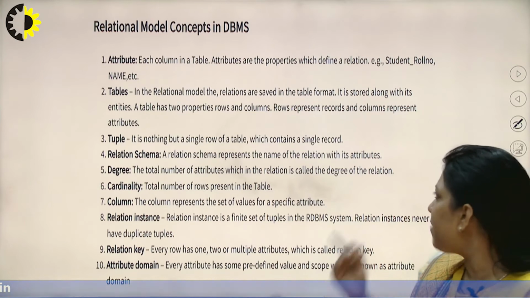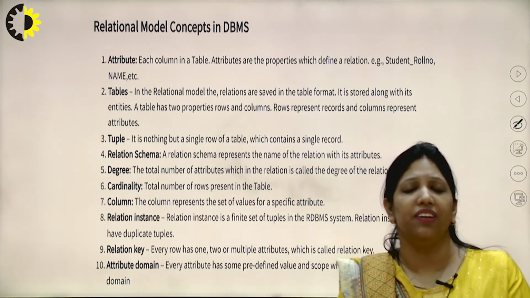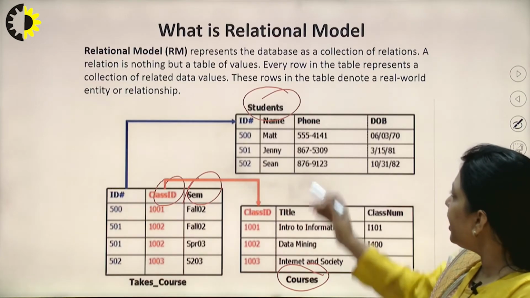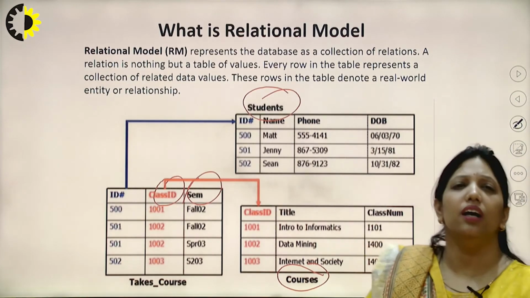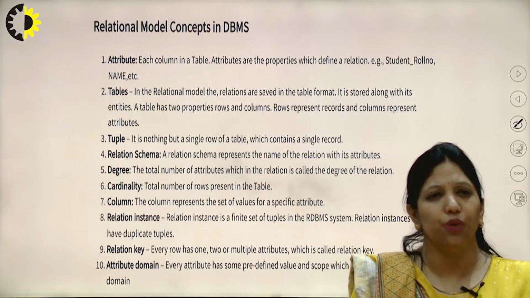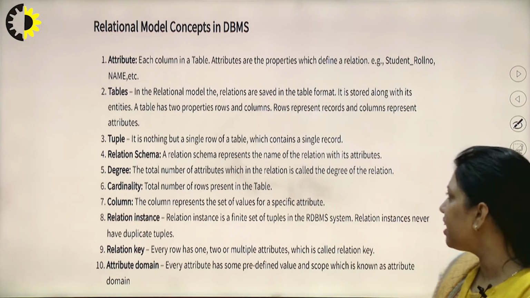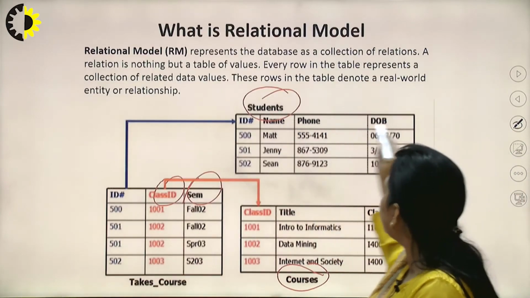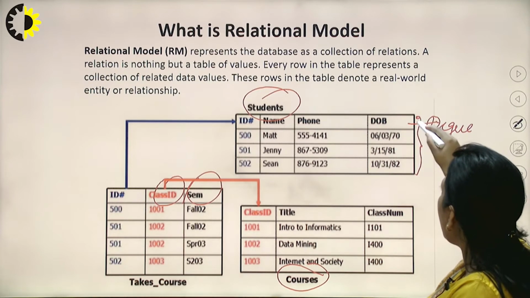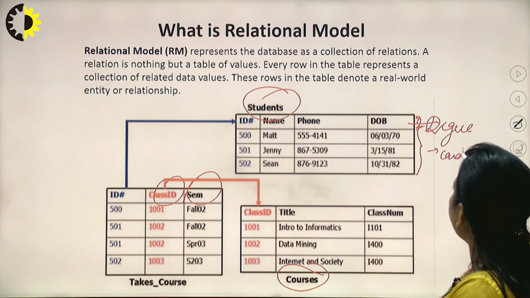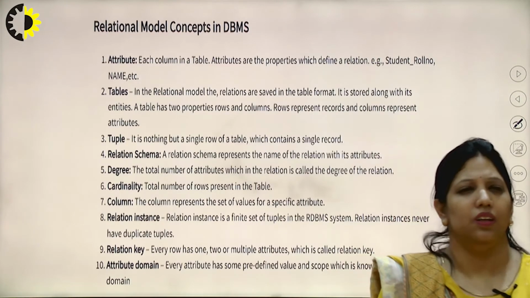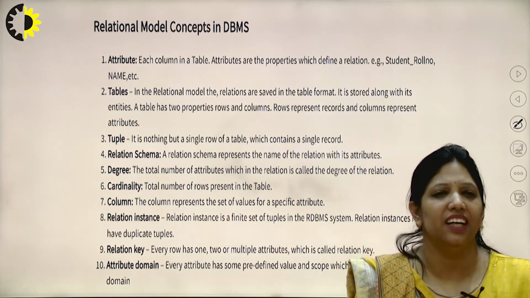Then the degree. The total number of attributes in a table defines the degree of a relation. For example, in the student table we have 4 attributes, so the degree of this table is 4. Then we have cardinality. The total number of rows present in the table represents the cardinality. So this represents the degree: the total number of columns. And this represents the cardinality: the number of rows. Columns simply represent the attributes.